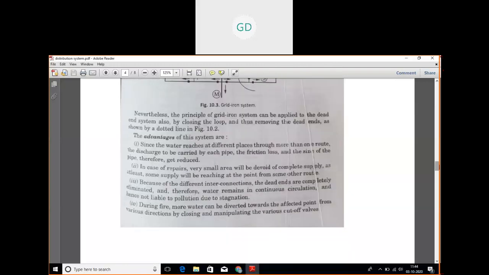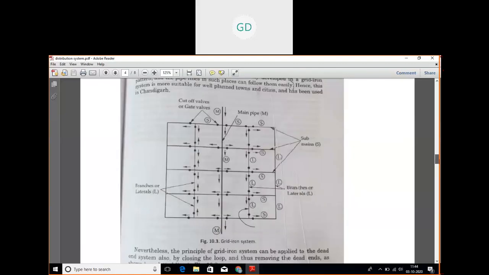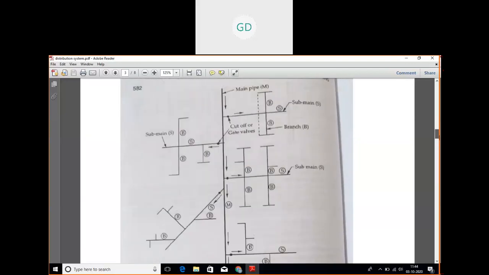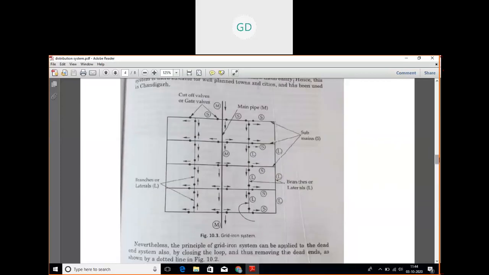Number three, because of different interconnections, the dead ends are completely eliminated, and therefore water remains in continuous circulation and hence is not liable to pollution due to stagnation. In a grid iron system, you can see in this diagram that there are no dead ends, like in a tree system where you have seen the dead ends. Here the water is in continuous circulation, so there is no stagnated water.